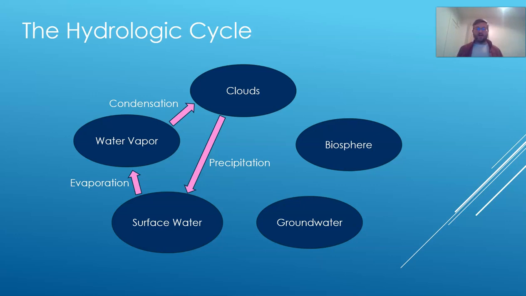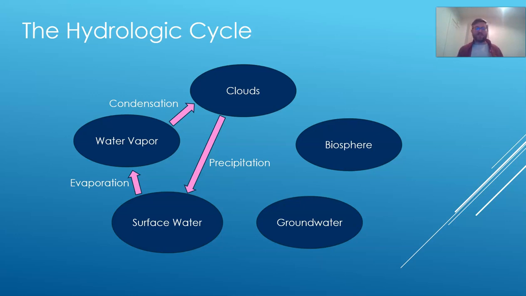And over the long run, these flows equal. So you may be having more precipitation at one point than another, but in the long run, the amount of precipitation that's putting water back into the surface water stock is equal to the evaporation that is taking it out. Our stocks are in balance in the long run.